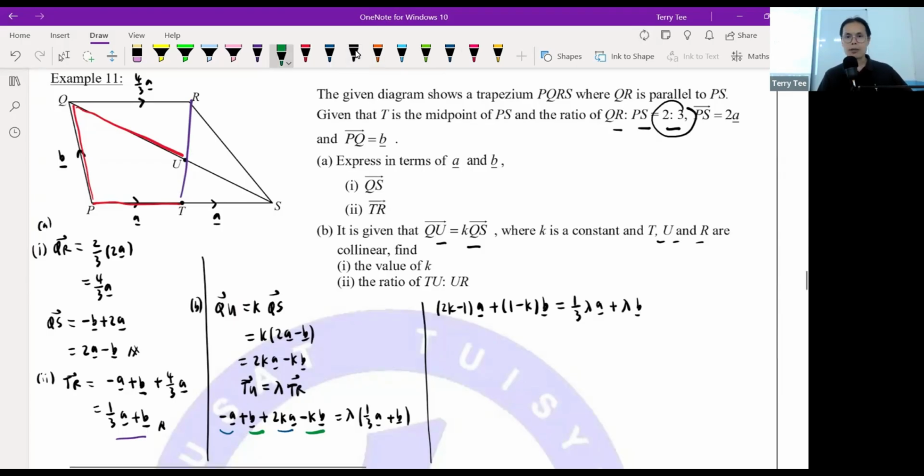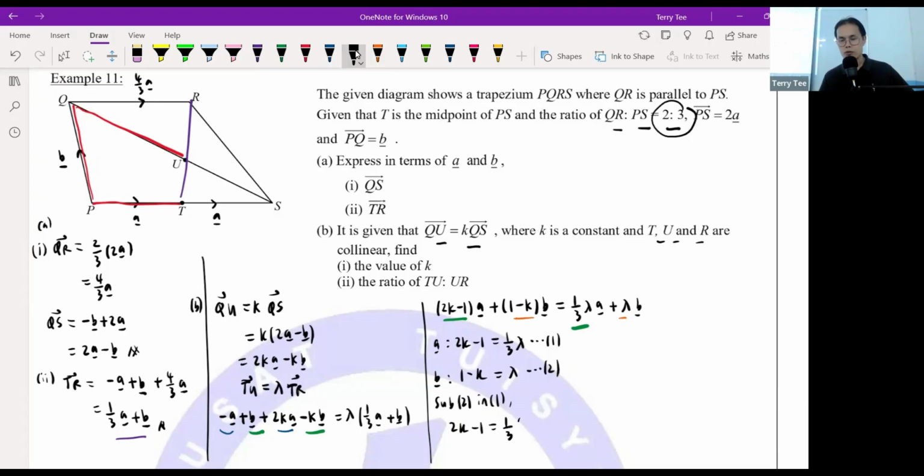Okay, what we need to do is to compare. Compare A and A. The number in front is 2K minus 1. This is 1 over 3 lambda, first equation. Then you look at the number in front of B. You get 1 minus K equals lambda, equation number 2. So let's substitute equation 2 inside equation 1. Your 2K minus 1 is 1 over 3. Your lambda is 1 minus K. I will multiply over. 6K minus 3 is 1 minus K. 7K is 4. K is 4 over 7.